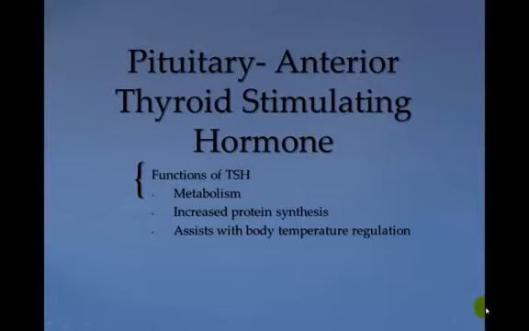Welcome to a tutorial on the functions related to thyroid hormones. This is going to include information that ties to the tutorial that was produced that looks at the different endocrine glands of the body and how they are related. So the functions of thyroid stimulating hormone and of thyroid hormones themselves is to increase metabolism.